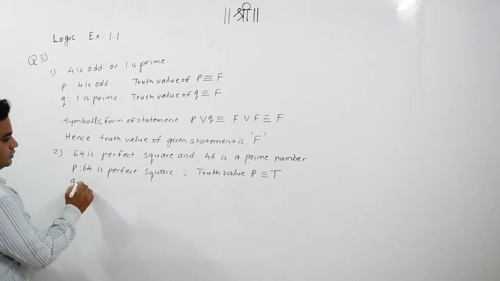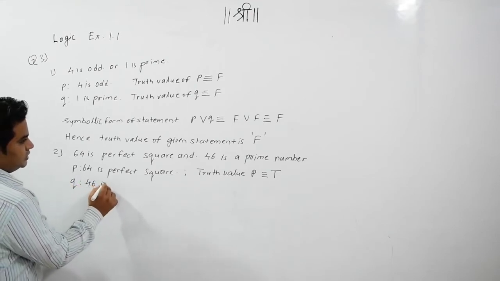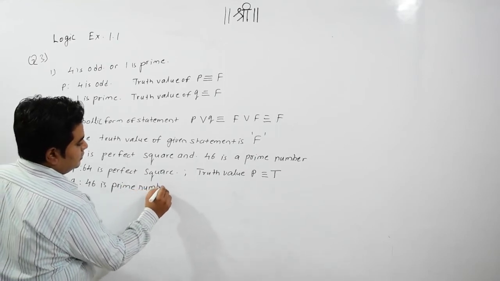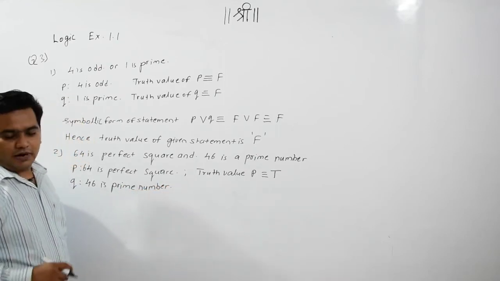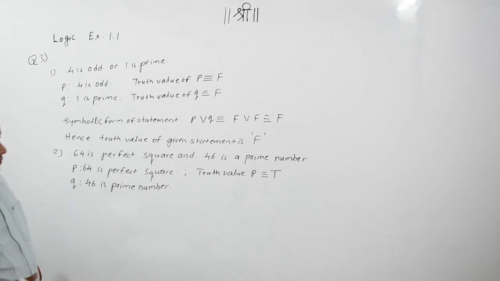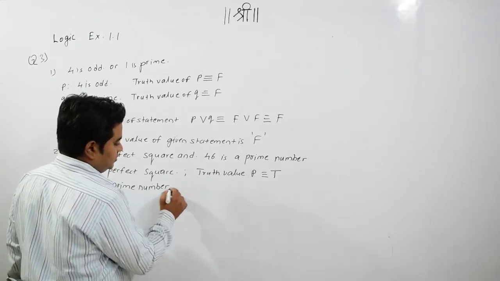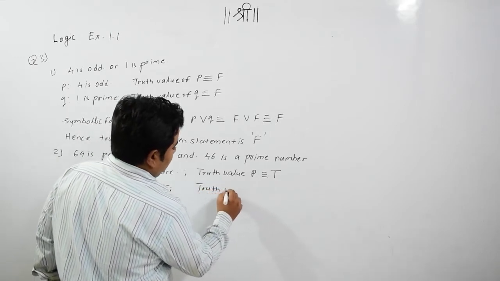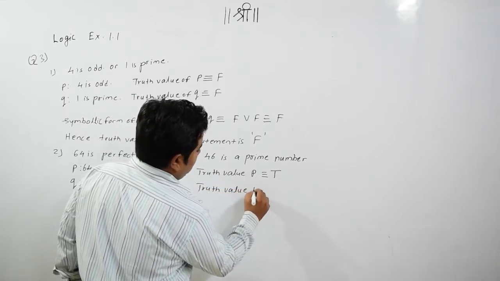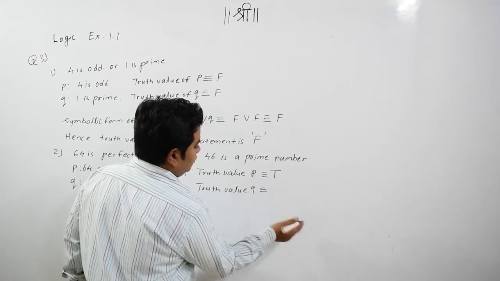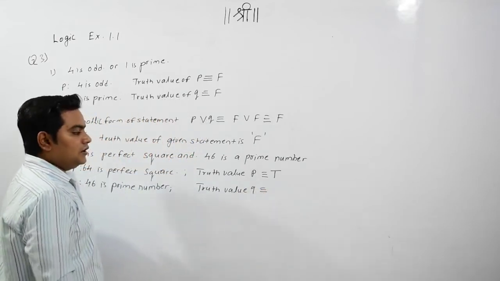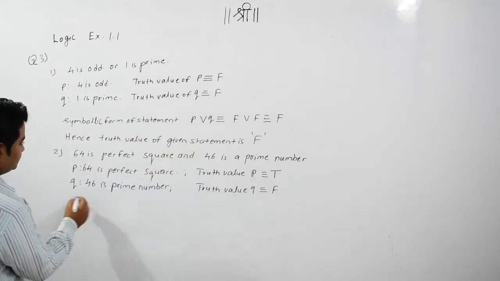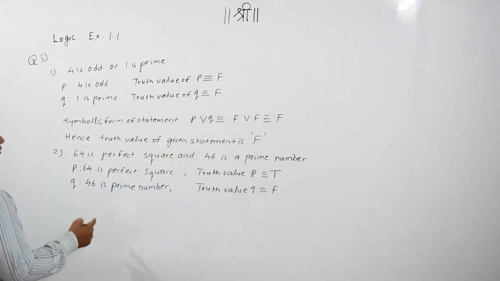Now what about Q? Statement Q says that 46 is a prime number. Is it a prime number? No, it's not a prime number. Therefore the truth value of Q is false.